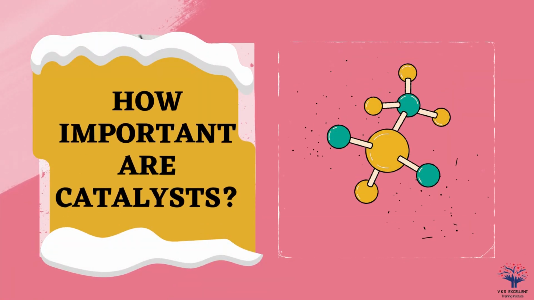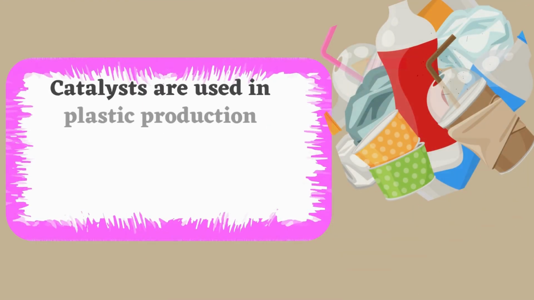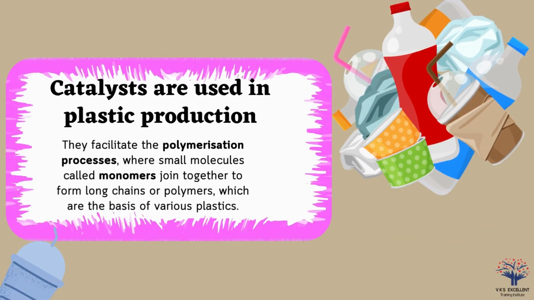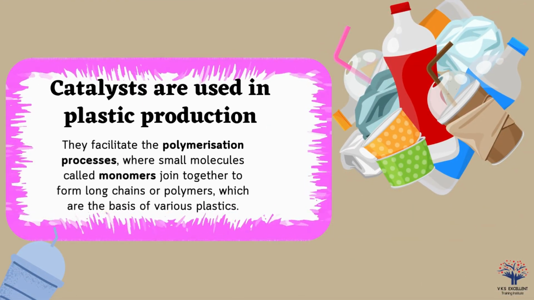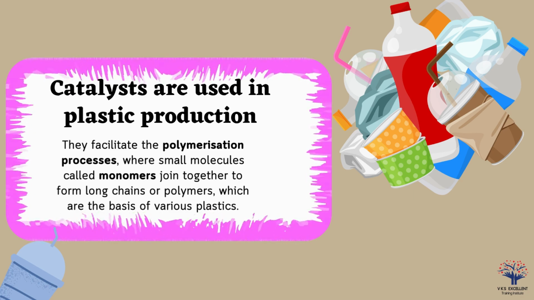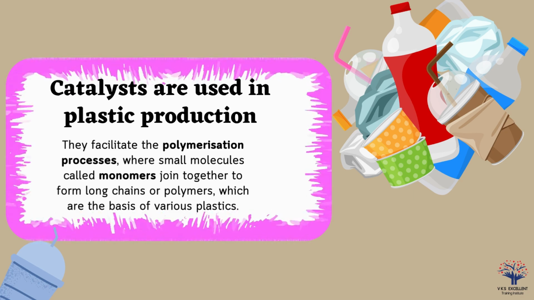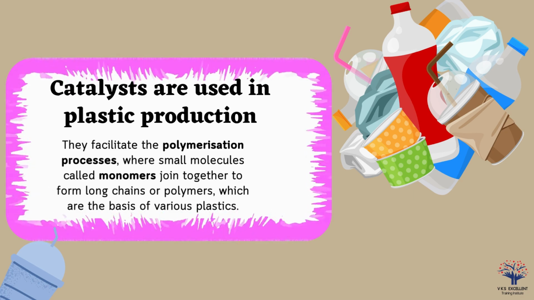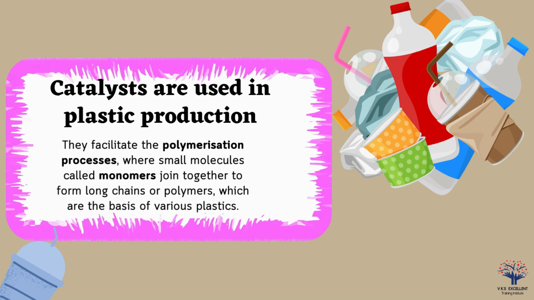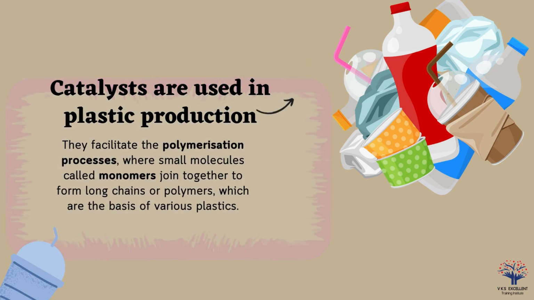How important are catalysts? Catalysts are used in plastic production. They facilitate the polymerization processes, where small molecules called monomers join together to form long chains or polymers, which are the basis of various plastics.